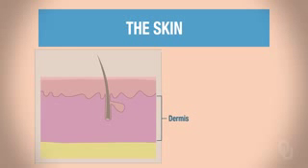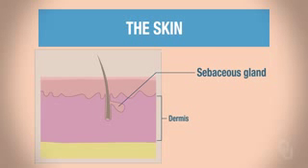The dermis, then, the only thing that you need to know about the dermis are the sebaceous glands. And I want you to use your textbook to figure out, what's the function of those sebaceous glands? Why are they important in the immune response?